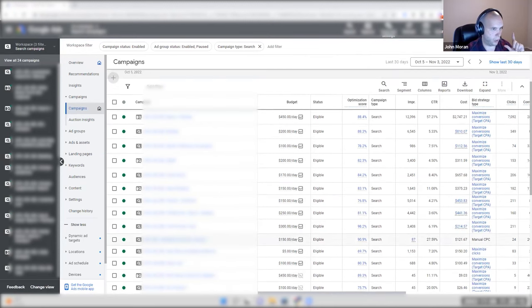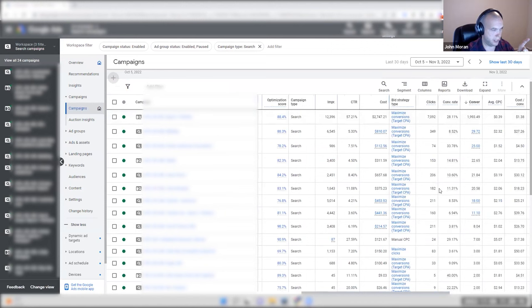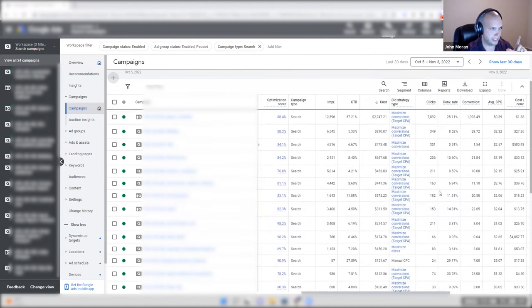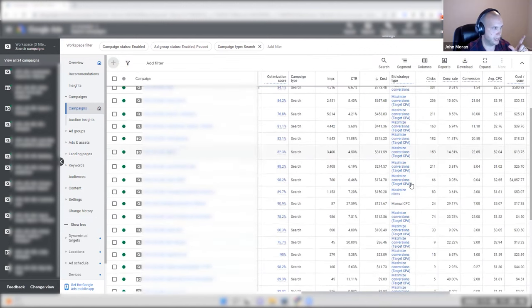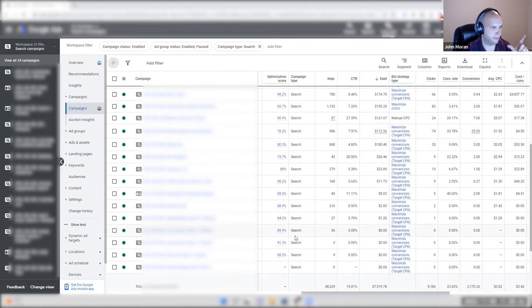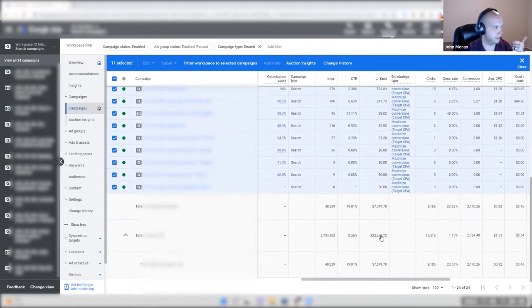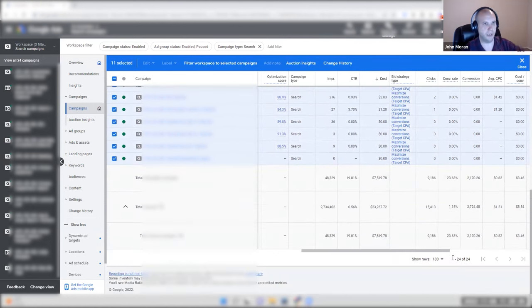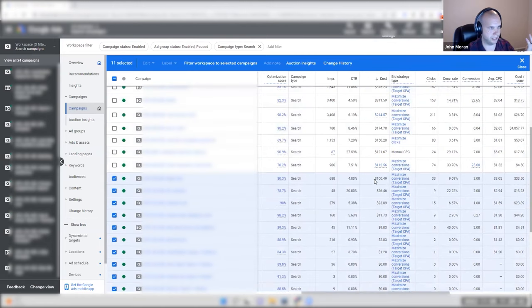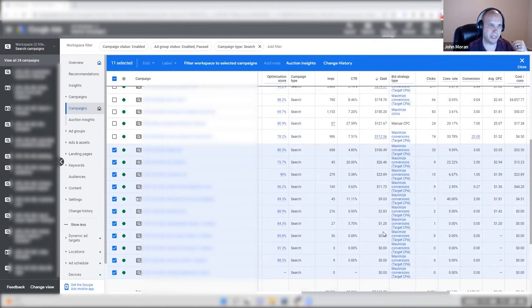But now we have a whole heck of a lot of search campaigns that are using target CPA, and these aren't spending enough to really move the needle. Anything that spent less than $100, I don't care about. So now we've just taken 11 of the 24, and we just chopped them all off because this combined spent probably about $150 a month.